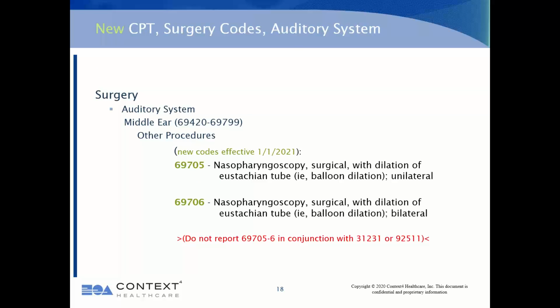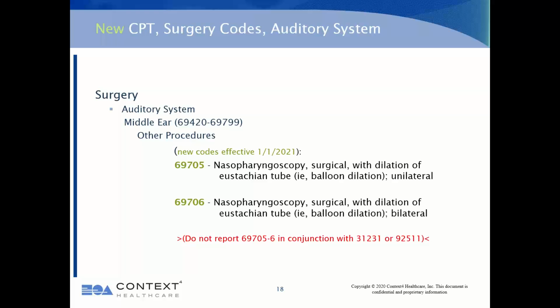There are 2 new codes for surgical nasopharyngoscopy when performed with dilatation of the eustachian tube. First, 69705 is unilateral. Second, 69706 bilateral. The edit theme here, as is the case generally with therapeutic scope procedures, is to monitor for inappropriate diagnostic scope billed on the same body site, by the same provider, on the same day as a therapeutic scope.